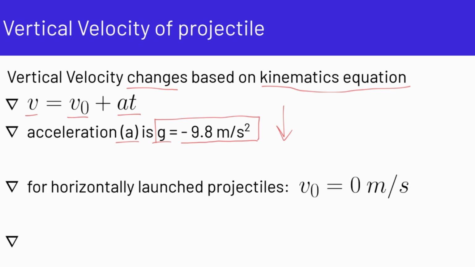For horizontally launched projectiles, the initial vertical velocity is going to be 0 meters per second. If you think about the trajectory of a horizontally launched projectile, it starts off with no initial vertical velocity. You can think about a cannon on top of a hill or on top of a cliff, and it just launches it out horizontally. So there's no vertical velocity.